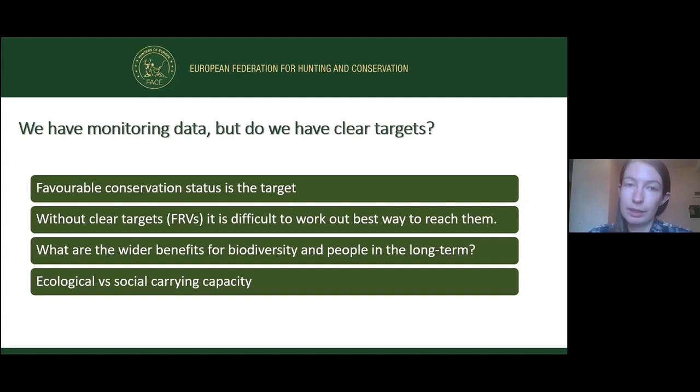We have, for example, the situation in Poland, where the Polish assessments of wolves are unfavorable, even though the wolf population has grown exponentially over the years. But the argument why the assessments are unfavorable is that the population is still growing and expanding, so the favorable reference value is not reached. Even though wolves are now all over Poland. So having a clear target there helps for sure in easing a bit of the frustration among stakeholders.